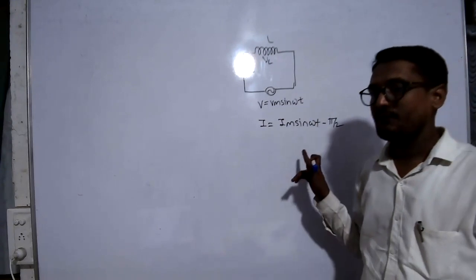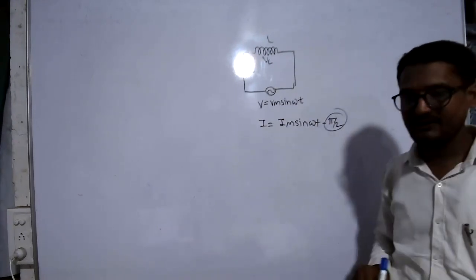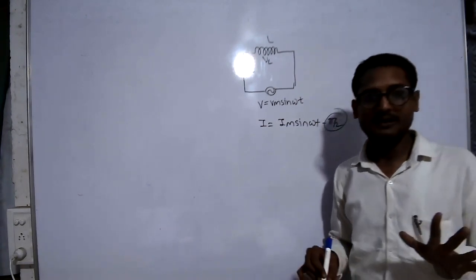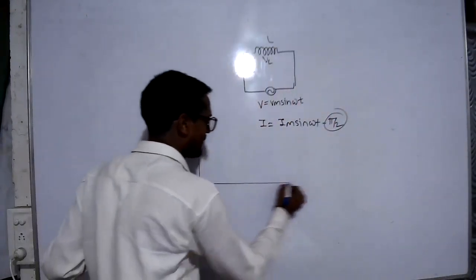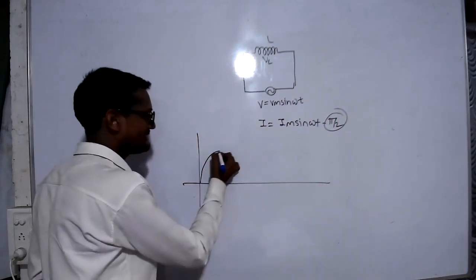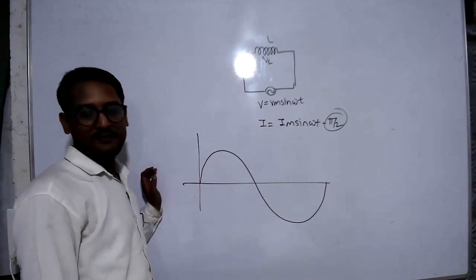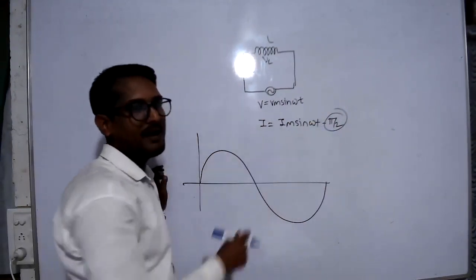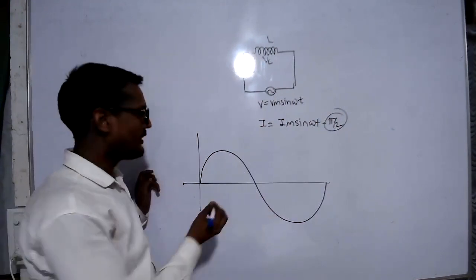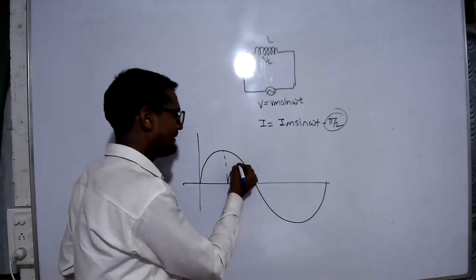Now here the phase difference is pi by 2. Therefore, we draw the waveform like this. Suppose this is the reference voltage waveform. Now the current waveform lags behind the voltage by pi by 2 radian, or pi by 2 angle.